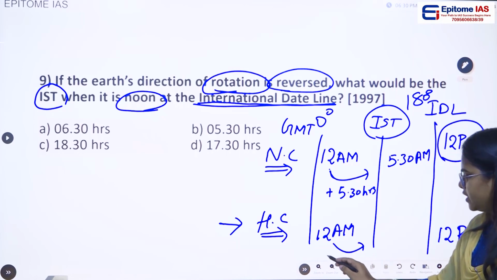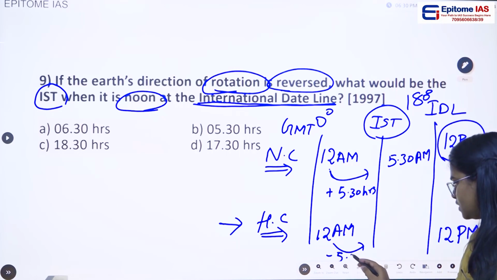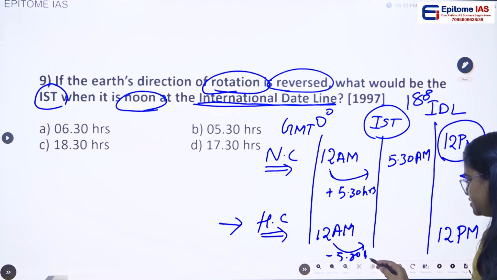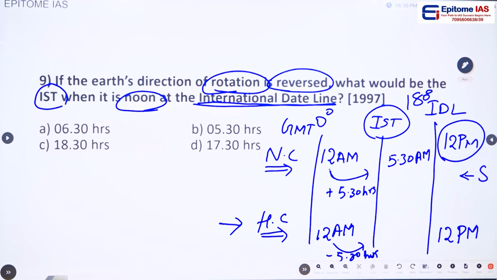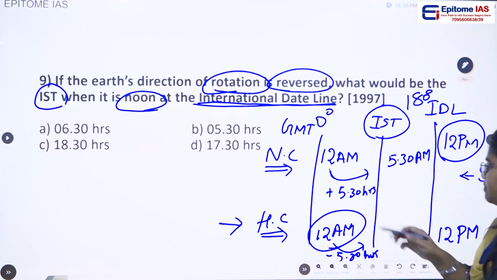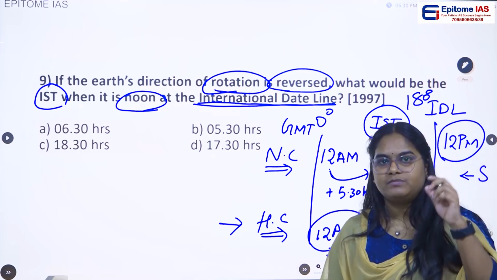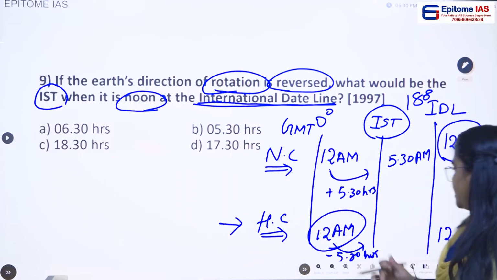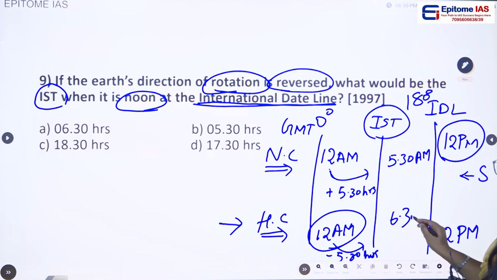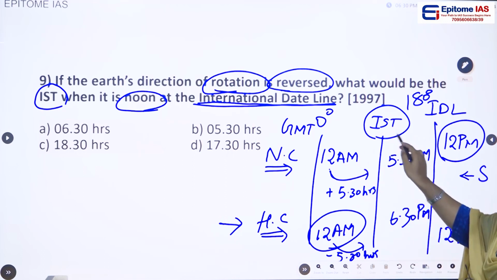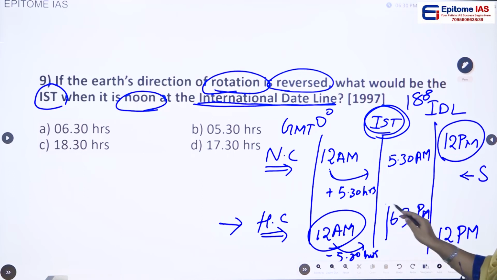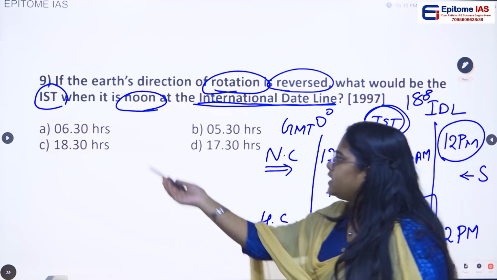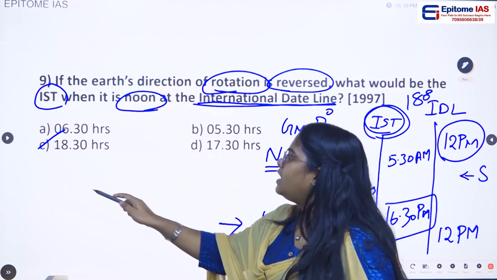So what are we going to do? We are going to subtract 5 hours 30 minutes from this particular time. When you subtract 5 hours 30 minutes from 12 a.m., it would be the previous day's time, and the correct time would be 6:30 p.m., the evening of the previous day. So simply, what is the time in Indian Standard Time? The time would be 6:30 p.m. So the correct answer would be C, 18:30 hours.